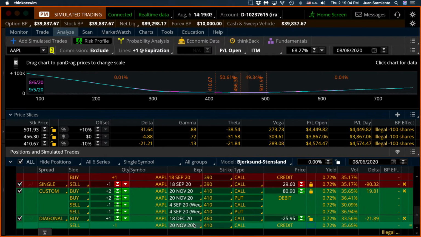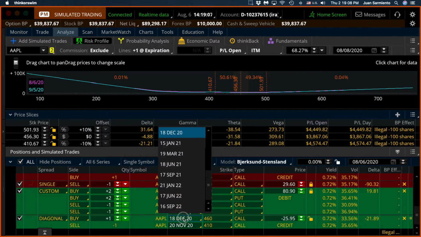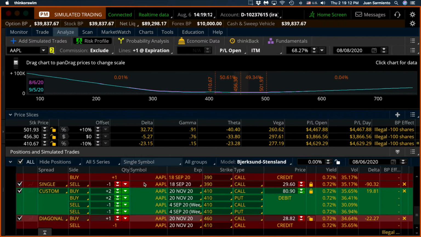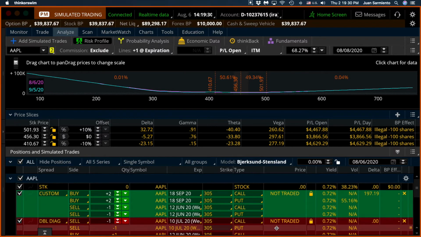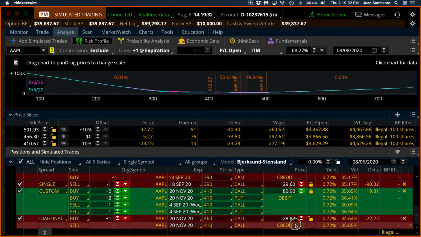Okay, I open it up and I change the December to November. There. And that gives me a credit of $28.82 times 100 is $2,882. So that frees that much more capital for me to enter new trades. Okay? So I'm going to do just that.